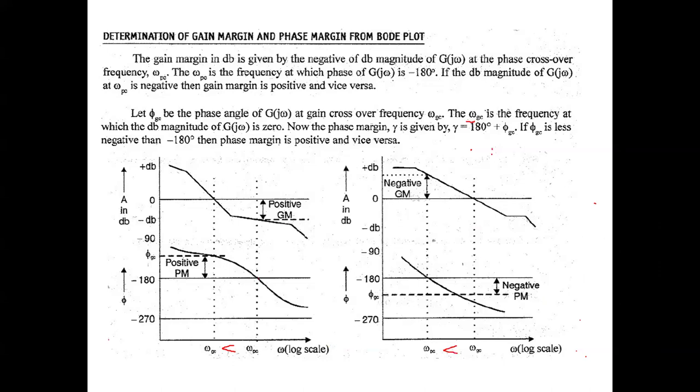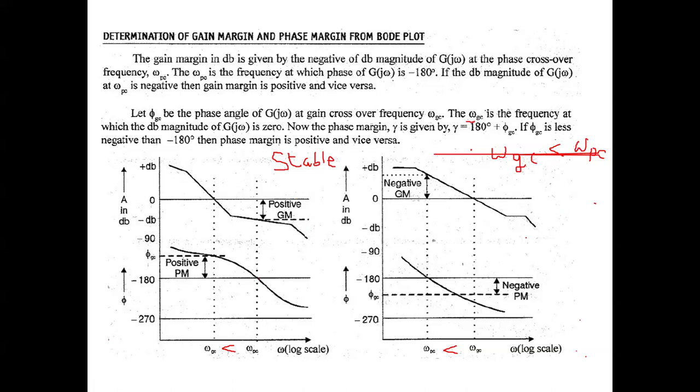So coming to that, if omega GC value is less than omega PC, then we will get positive phase margin and positive gain margin, and the system is said to be stable. What is the condition for stable? Positive gain margin and positive phase margin. That happens when omega GC is less than omega PC, and then the system is a stable system.